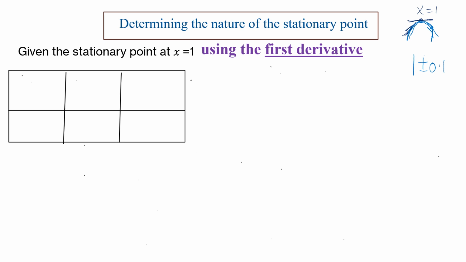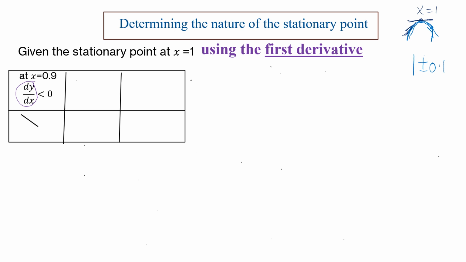All right, so 1 minus 0.1 gives us x equals 0.9. You're going to substitute x equals 0.9 into your dy over dx, whichever gradient function you have found after differentiating your y. And if you happen to get the value to be negative, it means you're getting a negative gradient. And how do you draw a line with negative gradient? Yes, you will look in this direction.